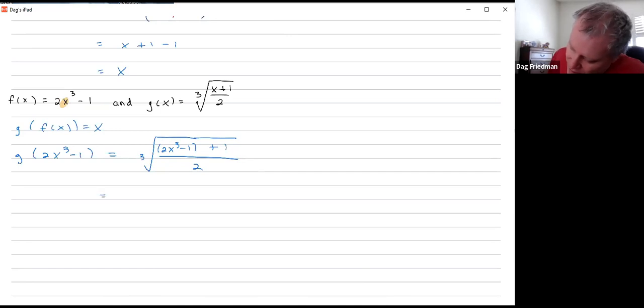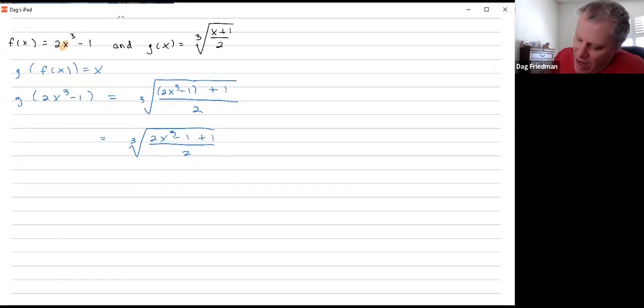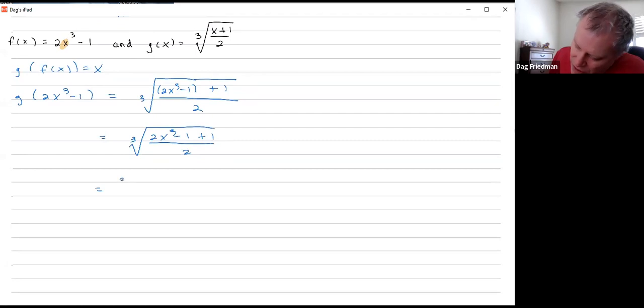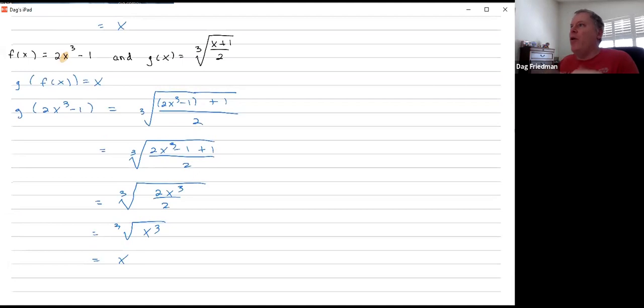So simplifying this, I get cube root, and getting rid of my parentheses, I get 2x cubed minus 1 plus 1 over 2. I think you guys would agree. The negative 1 and plus 1 cancel each other out, which gives me 2x cubed over 2. The 2's cancel each other out, so I get the cube root of x cubed, which equals x. So again, we have verified that these two functions are inverses of each other.